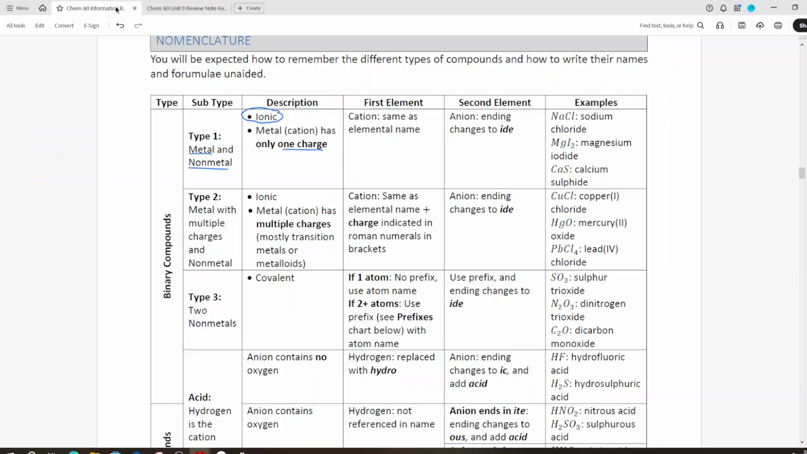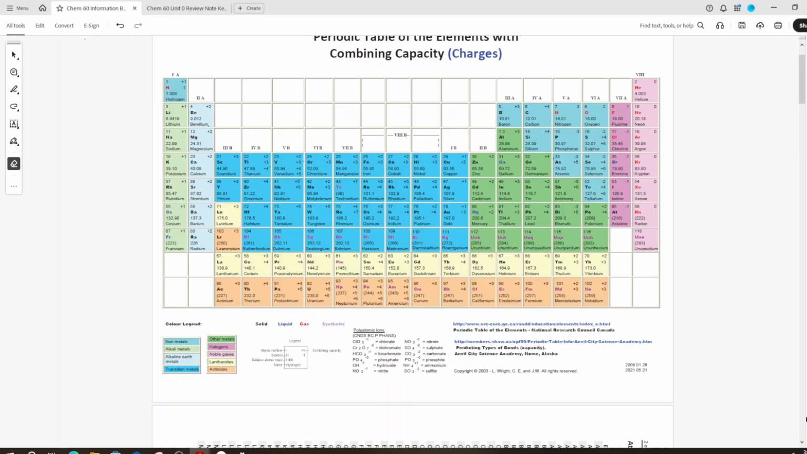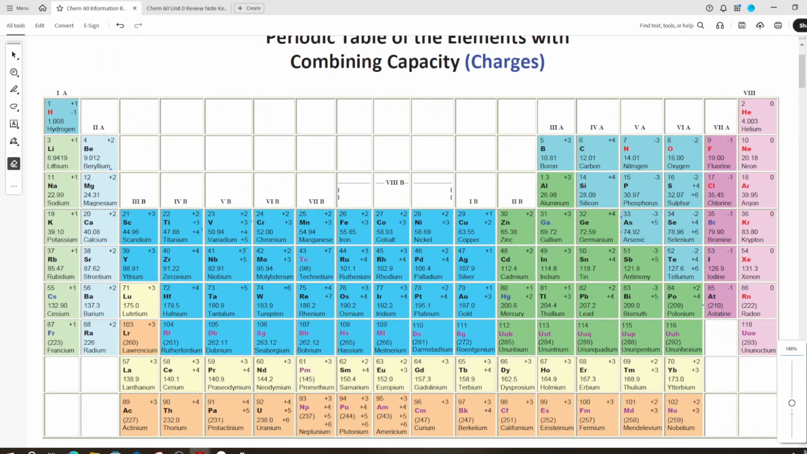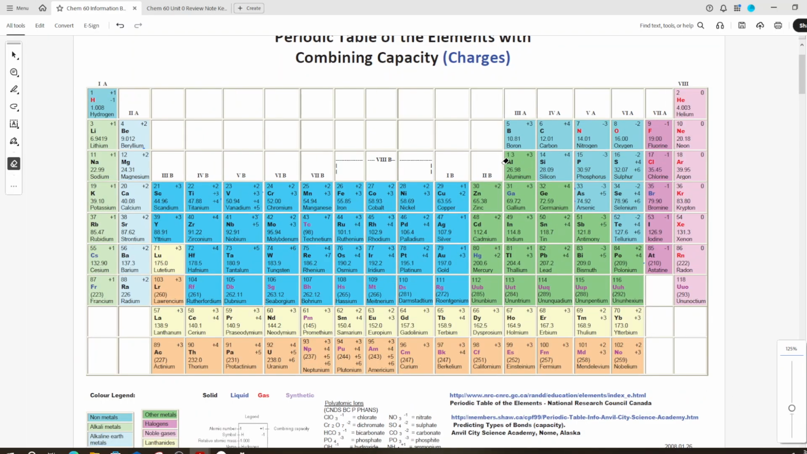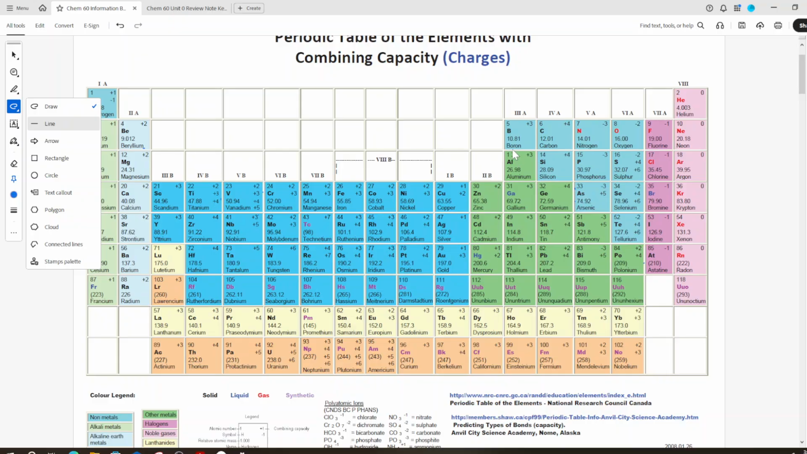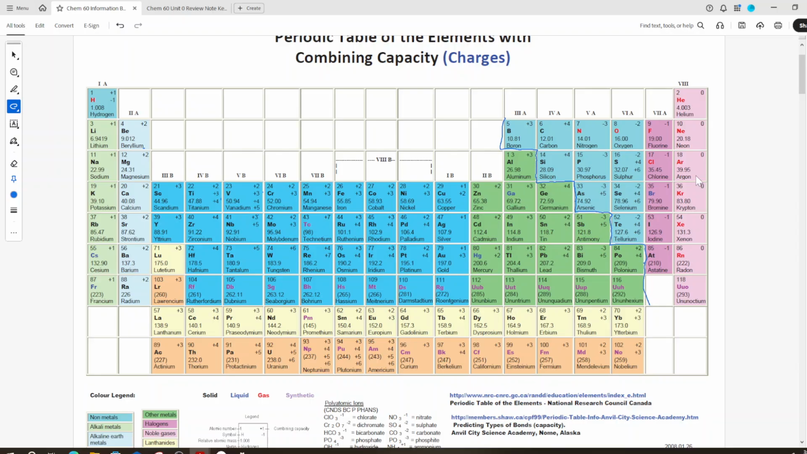Well, if you go to your information booklet and you turn to your periodic table, it's got metals on the left and kind of into the right as well. So there's a step line here. If we were to put the step line in here, to the left of the step line is all of your metals, and to the right is all of your non-metals. When we look at these metals to the left, there's a few of them that only have one number up in the right-hand side. The upper right-hand corner, this is your combining capacity or your potential or your charge.